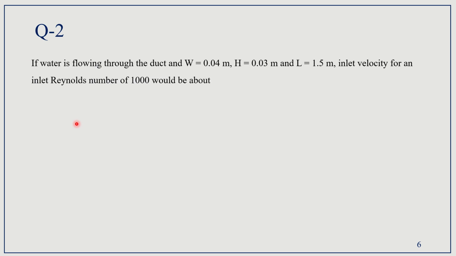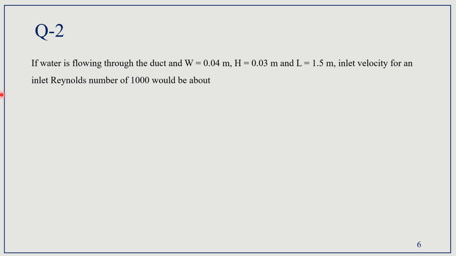In question 2, we have: if water is flowing through the duct and W is equal to 0.04 meter, H is equal to 0.03 meter and length is 1.5 meter, the inlet velocity for an inlet Reynolds number of 1000 would be about what? So what is asked in this question?